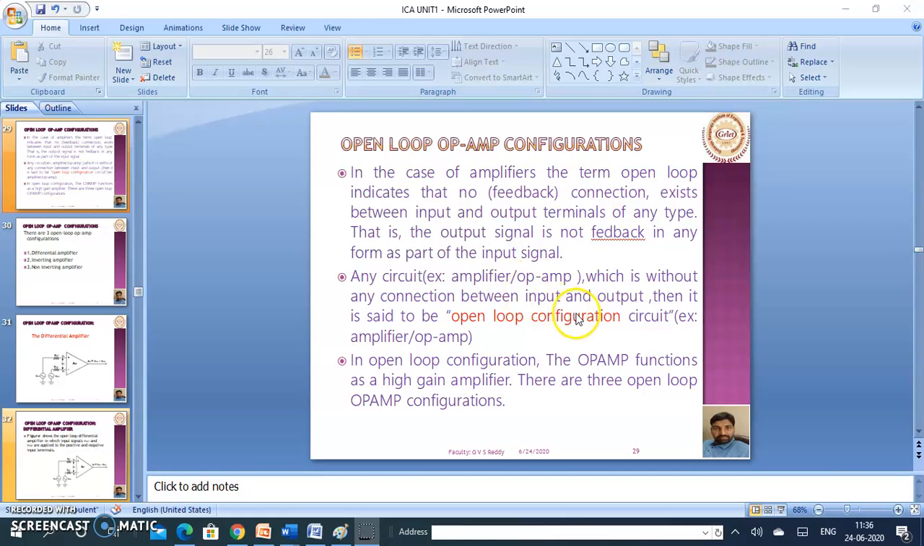In any circuit, such as an amplifier or operational amplifier, which is without any connection between input and output, it is said to be an open loop configuration circuit. In open loop configuration, the operational amplifier functions as a high gain amplifier. There are three open loop op-amp configurations.